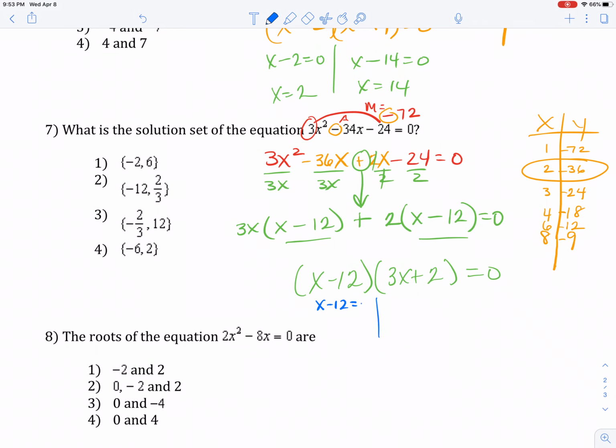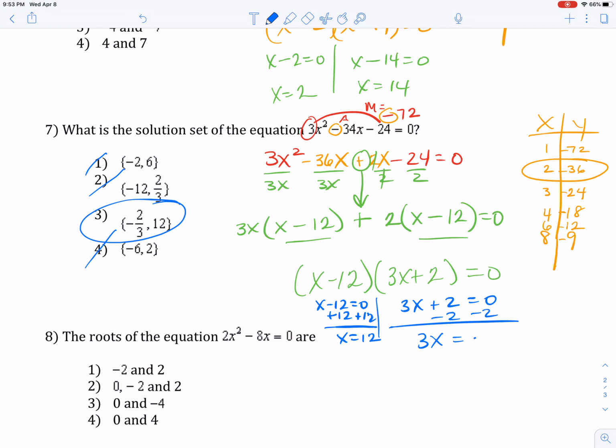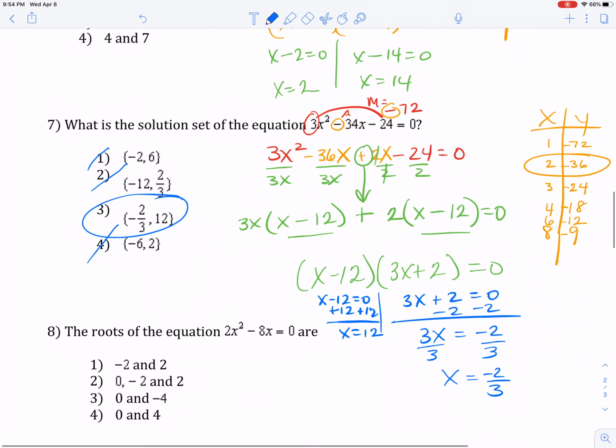X minus 12 equals 0, so I know one of the solutions is going to be 12. Does that knock down? Oh, only one choice that has 12. So I know that I should expect the other solution to be negative 2/3. Minus the 2 on both sides, get 3x equals negative 2. Divide by 3 on both sides, and I'd get negative 2/3 as expected.